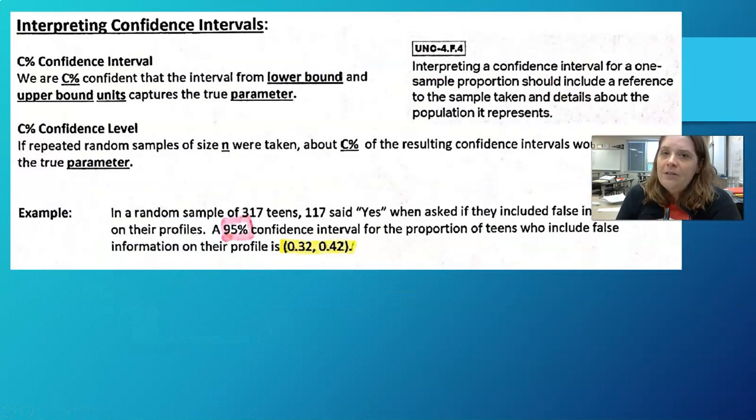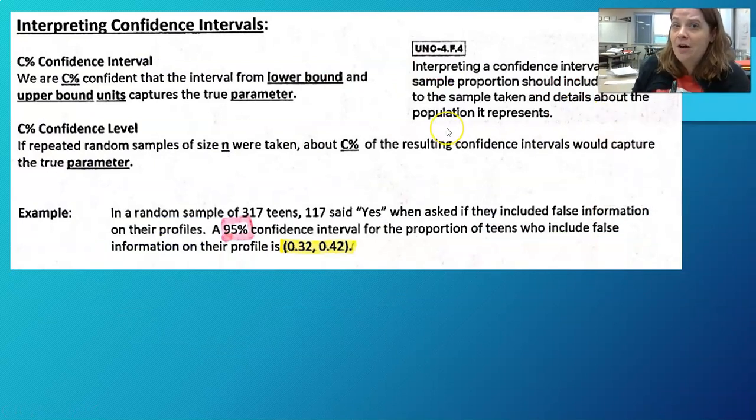All right. So as far as confidence intervals go, you need to be able to interpret not only the confidence interval itself, which is the from here to here, but also the confidence level, which is the 90%, 95%.